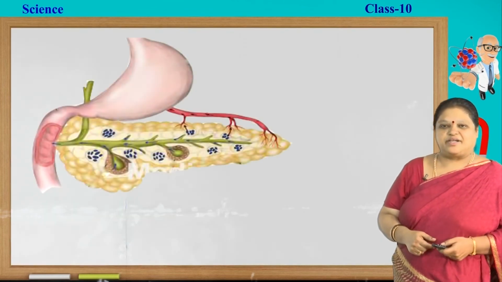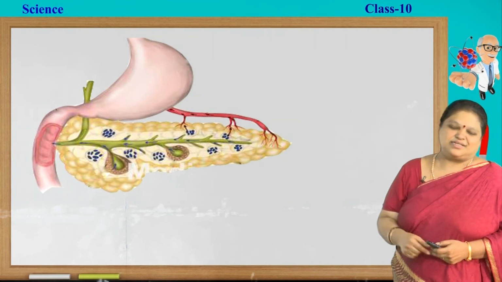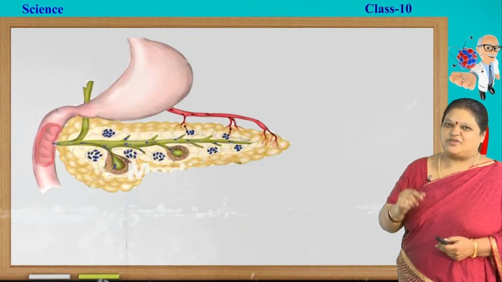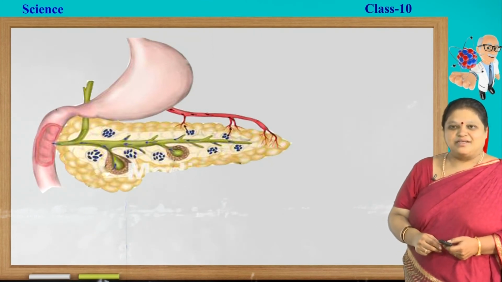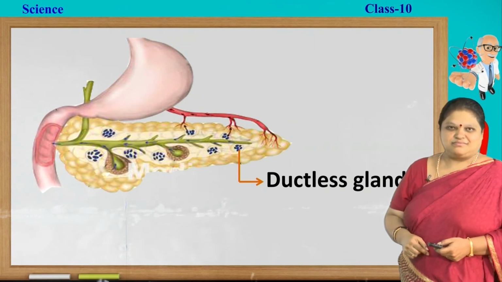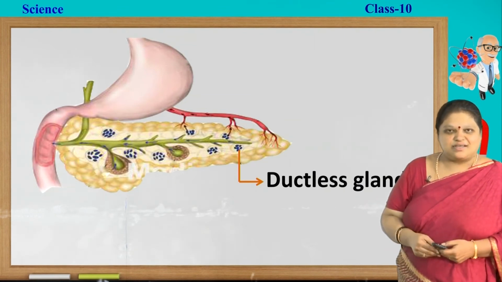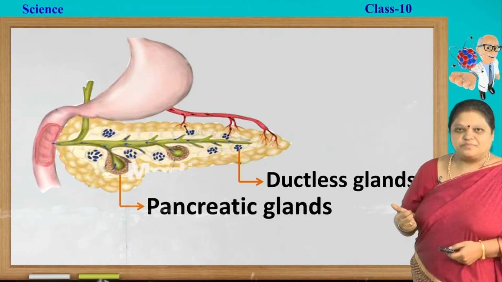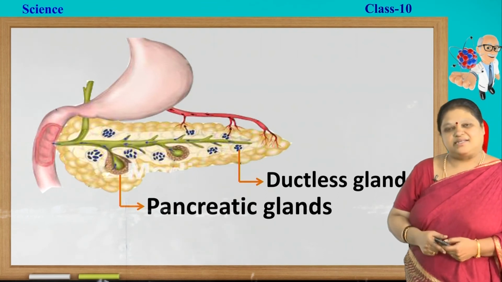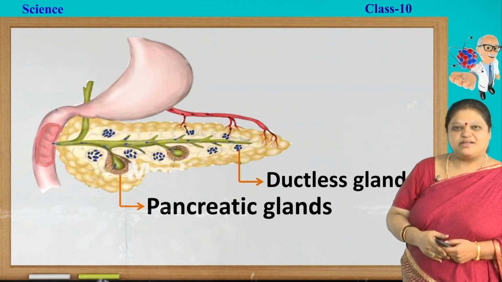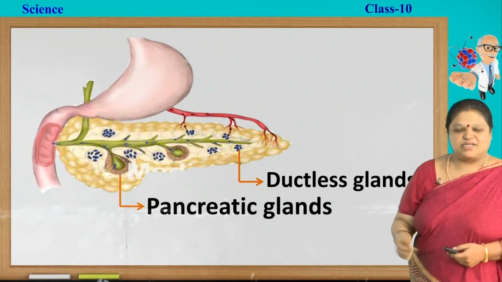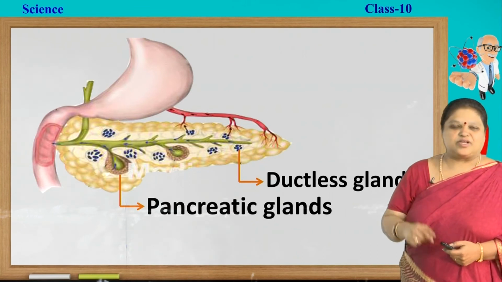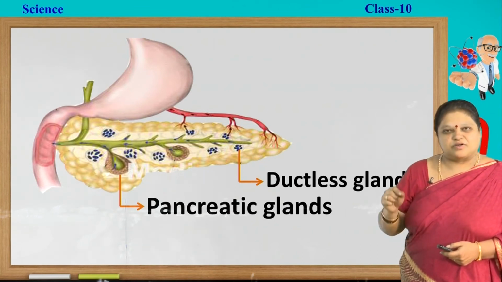So, next we will study another gland, that is the pancreas. Pancreas is a special gland, it is a dual gland, a mixed gland. That means it has ductless glands, you call them islets of Langerhans. So, the ductless glands are present. You also find pancreatic glands, they help in secretion of several enzymes during digestion. These ductless glands, what do they do? They secrete a hormone called insulin, and also glucagon.